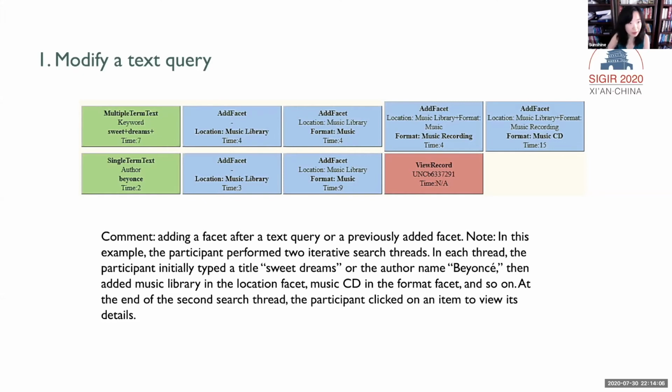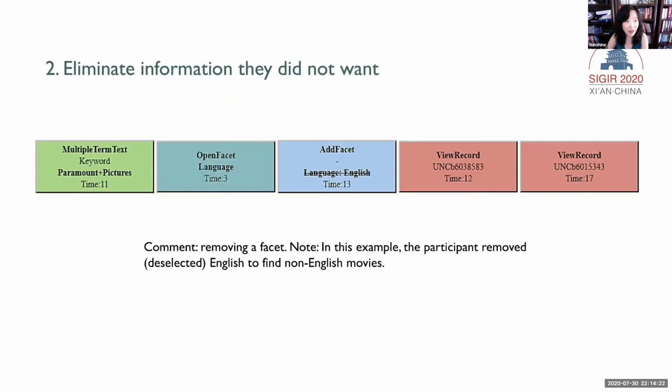So here, the user issues a query, Sweet Dreams, and later on adds a facet, music library, and adds facet music, to modify the text query, to append some specific information to the query. So that's the most common way. The second circumstance is to eliminate information they did not want. The user issues a query, Paramount Pictures, opens the language facet, and then deselects the English option.